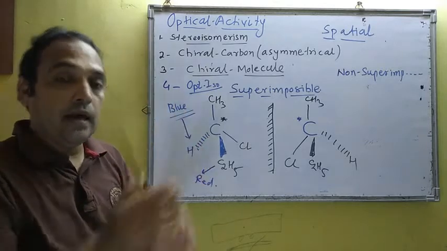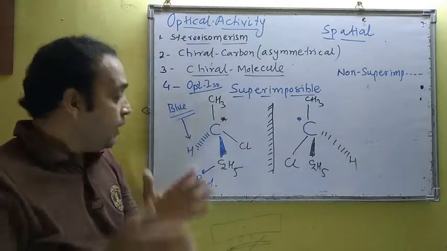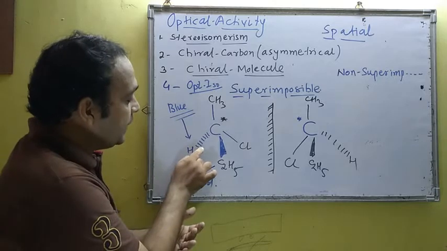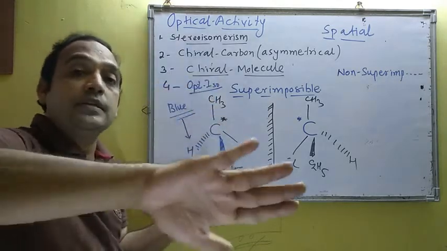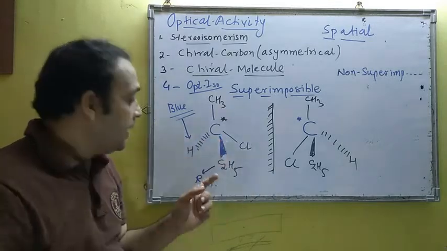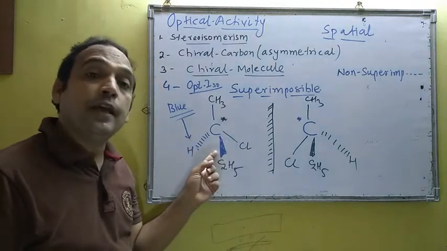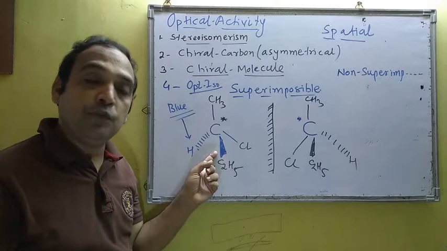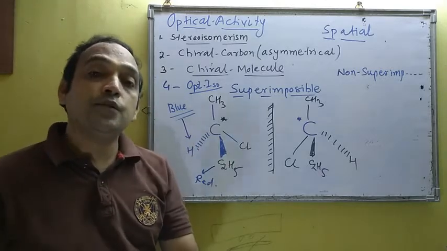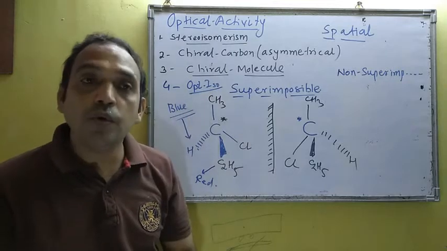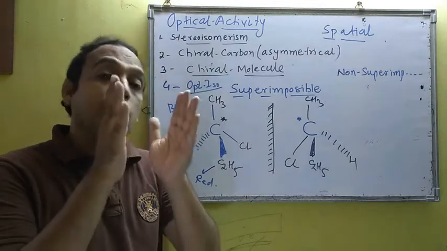Below the plane, above the plane, in the plane. So for below the plane, or the back side, what do we use? Broken line, dotted line. And for above the plane, meaning the front side, what do we use? Thick, solid line. Okay, and these are called the optical isomers, and the phenomenon is known as optical isomerism.